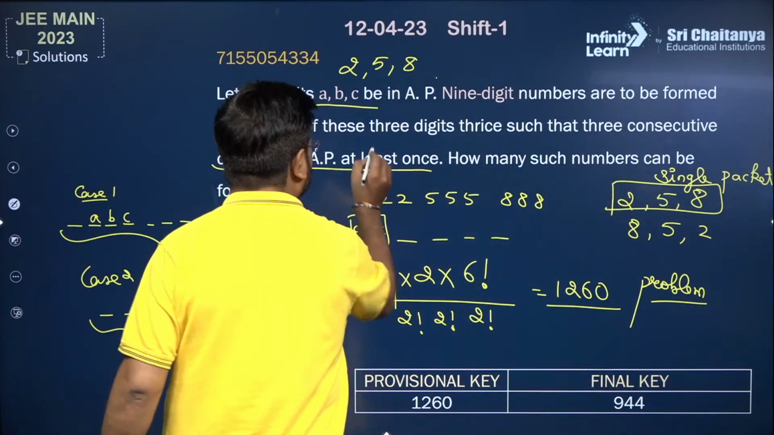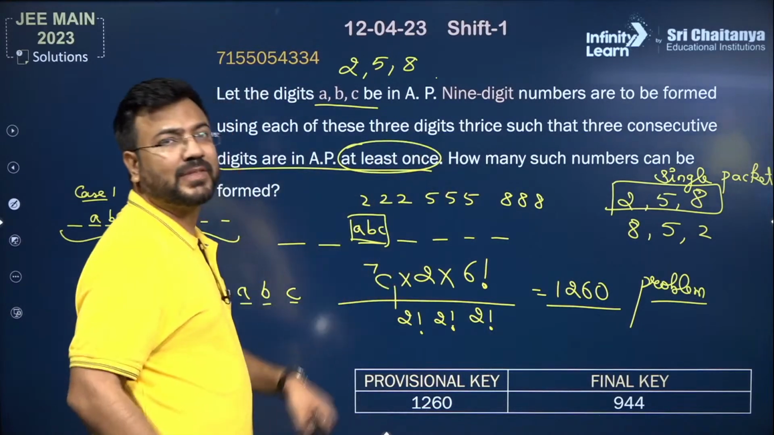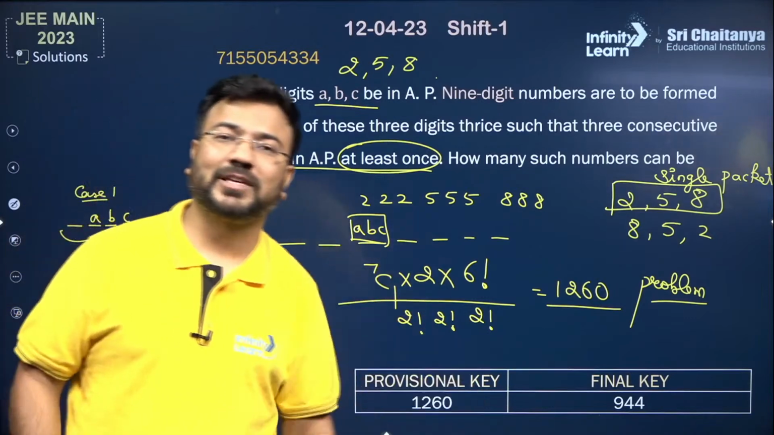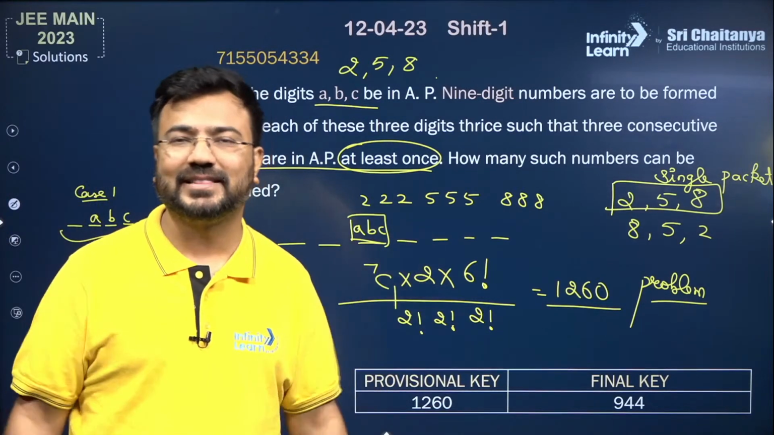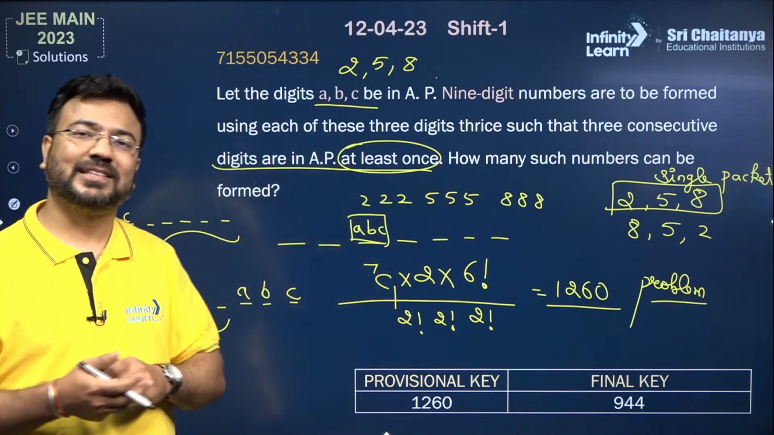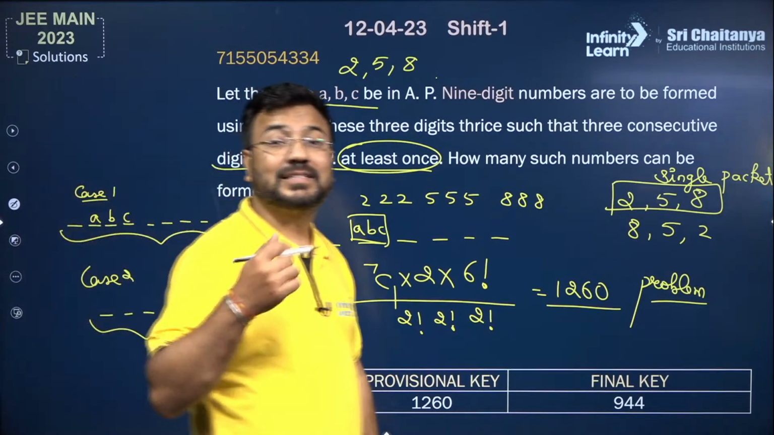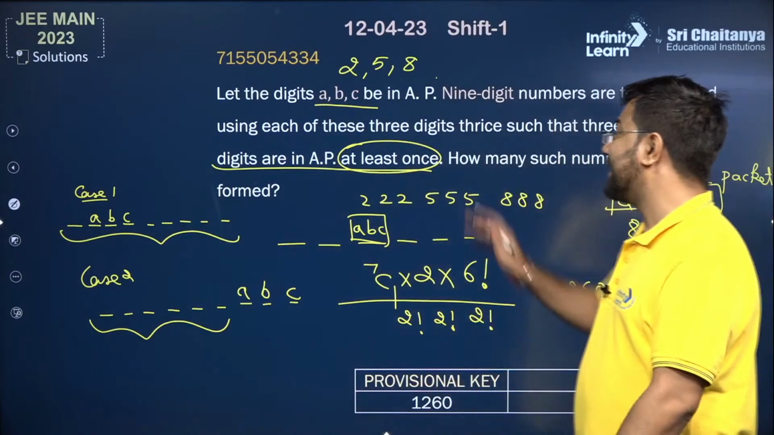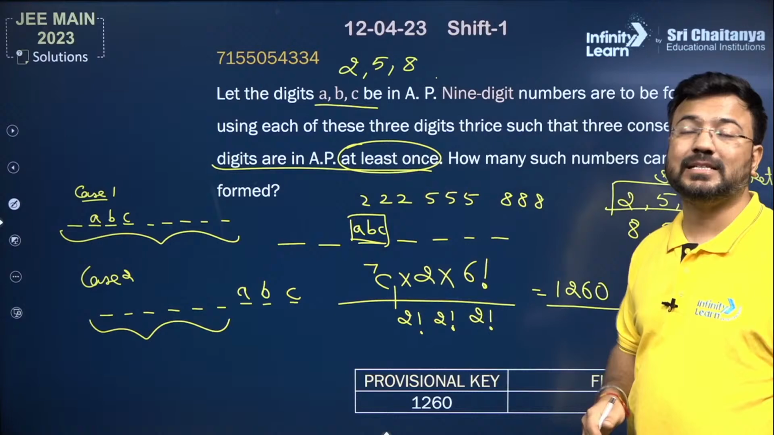Whenever "at least" is used in any question, think about the complement. Consider the total number of ways of arranging the 9 people: it will be 9 factorial over 3 factorial, 3 factorial, 3 factorial, and out of which subtract those conditions which are not satisfying. Here they are saying digits are in AP at least once.